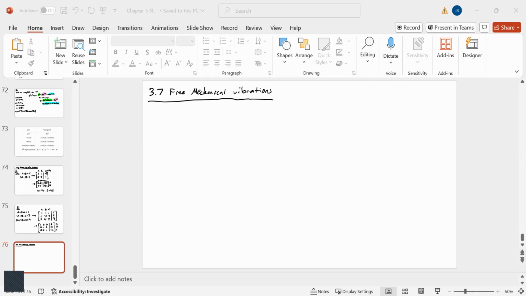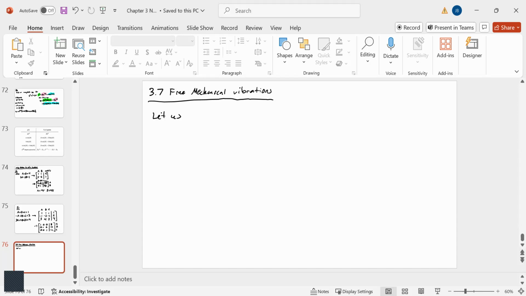So in this section 3.7, which is free mechanical vibrations, all we're doing is taking 3.1 to 3.4 and changing the letters A, B, and C to actually mean something: mass, damping, spring constant. So that's all we're doing. We're just making 3.1 to 3.4 word problems, if you really want to think about it that way.